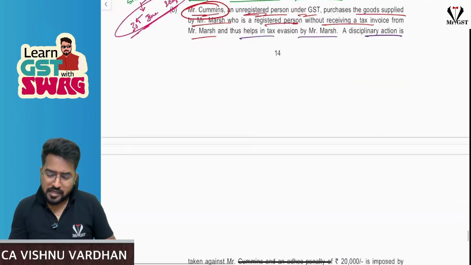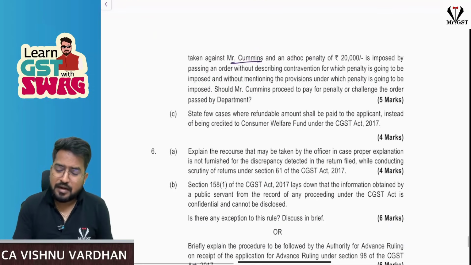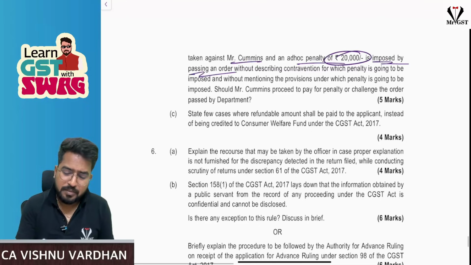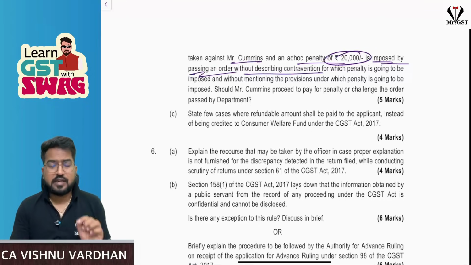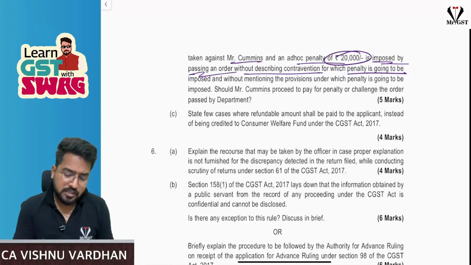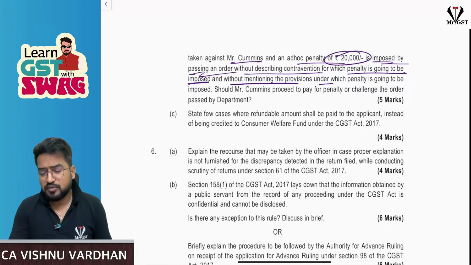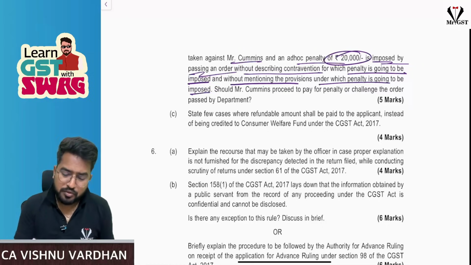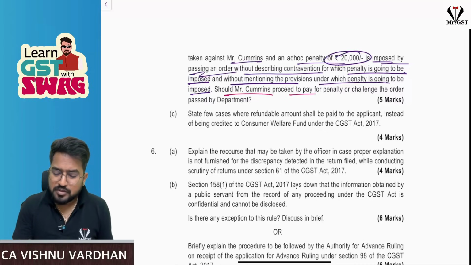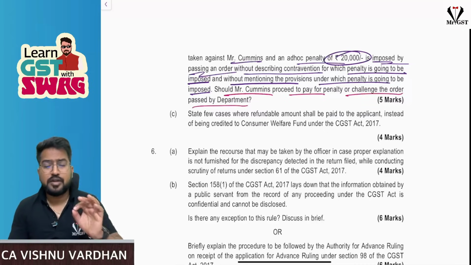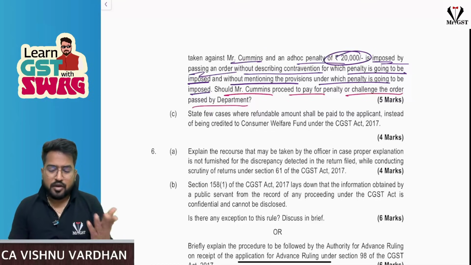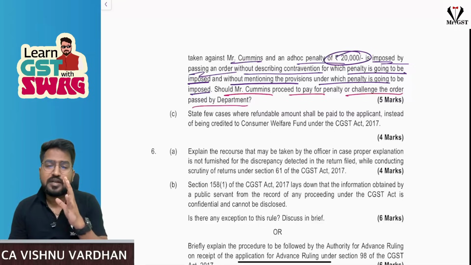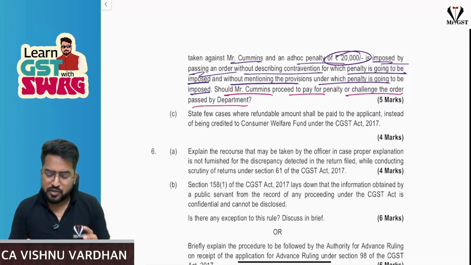Okay. A disciplinary action is brought against Mr. Cummins and an ad hoc penalty of 20,000 is imposed by passing an order without describing the contravention for which the penalty is going to be imposed and without mentioning the provisions under which the penalty is going to be imposed. Should Mr. Cummins proceed to pay the penalty or challenge the order passed by the department? That is the point. Obviously, we know when penalties are charged, sir, there should be a speaking order, correct? On what grounds the order is passed should be mentioned.